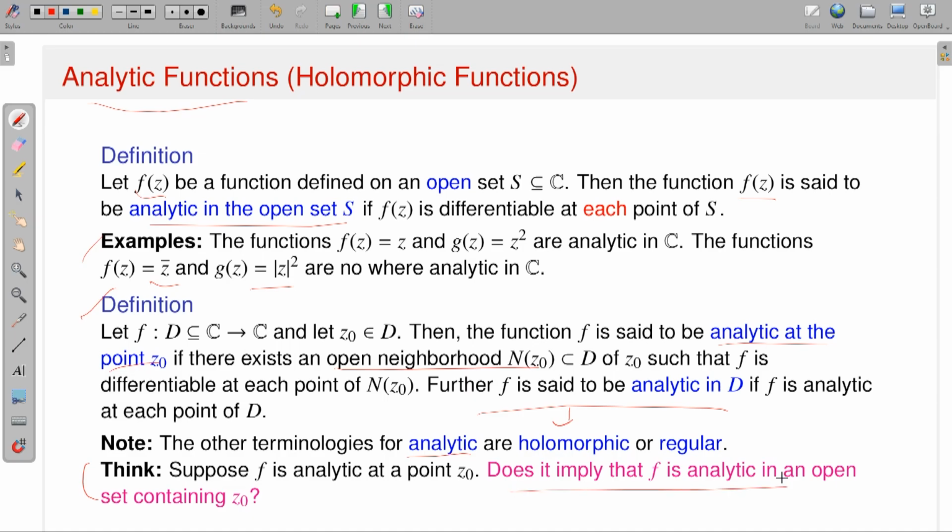Now the question is, does it imply f is analytic in an open set containing z naught? And I already gave a hint that yes, this is indeed the case, because the difference between differentiability and analyticity is that analyticity is a very rigid property. Rigid means whenever I talk about analyticity, either at a point or in some open set, I demand that my function be differentiable at each point.